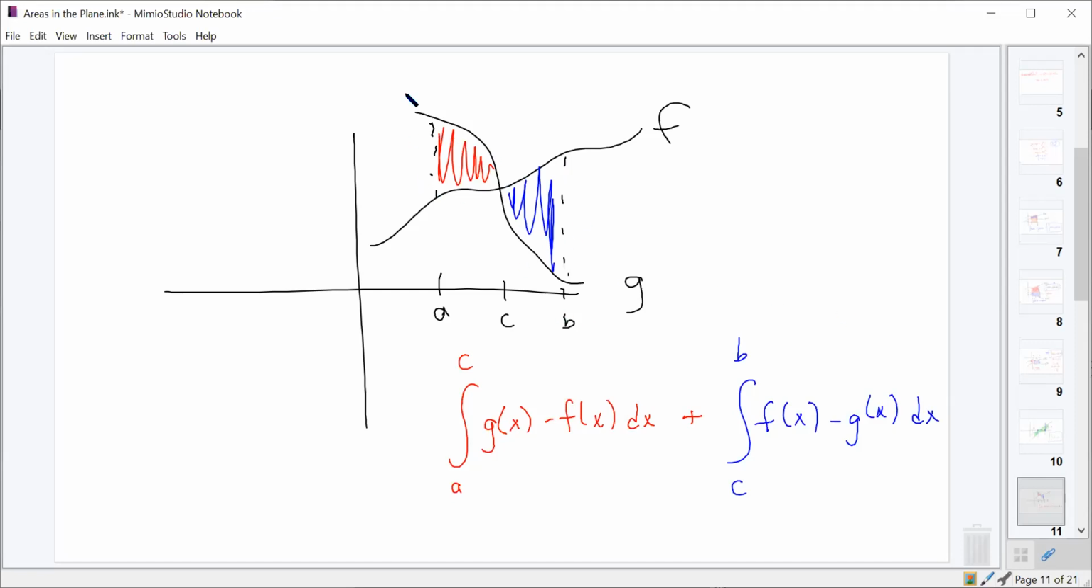So the only time we might have to do anything special with these is if the functions cross through each other on the interval that we're looking at, giving us one function above the other for part of it, and then vice versa for the other portion of the interval. Good? Makes sense? Any questions on that?